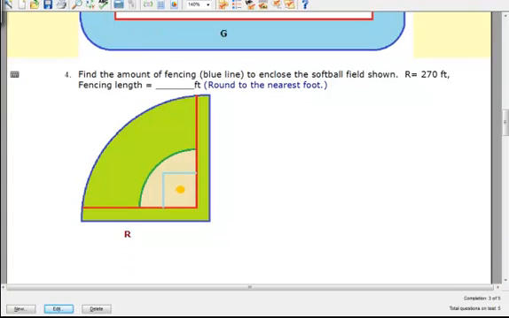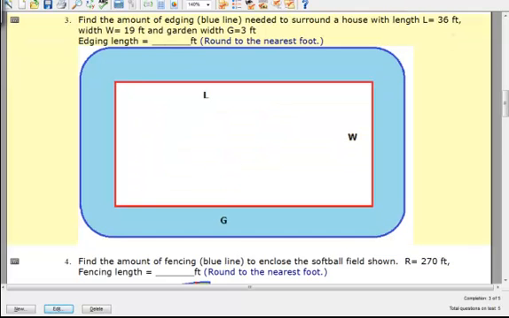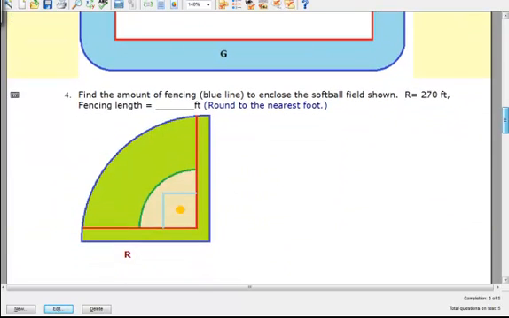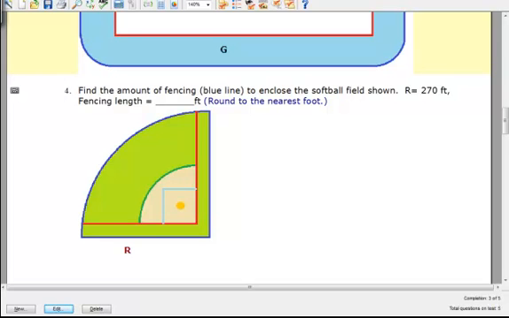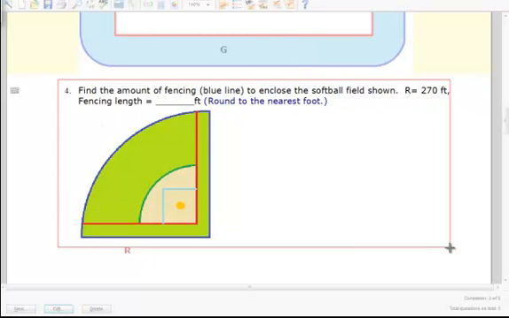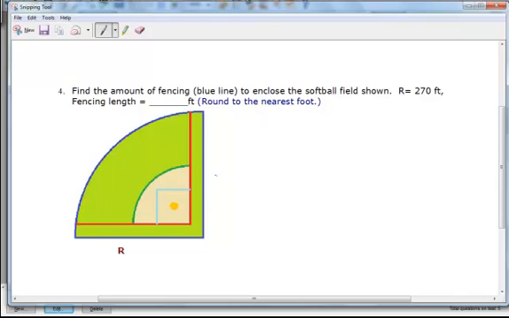Find the amount of fencing to enclose the softball field shown here. Well, if you notice, we aren't asked for the area. We're just asked for the perimeter. So with that in mind, what we've got here is this is 270 feet. This is 270 feet. Here is our curved part of the fence. Curve of the circle.